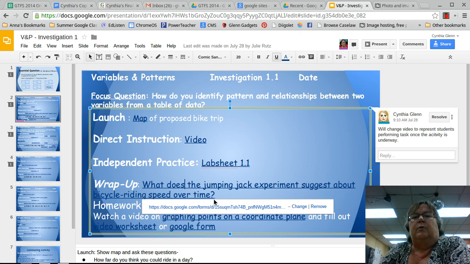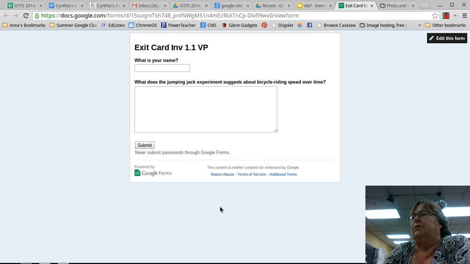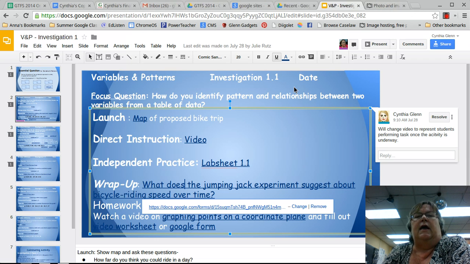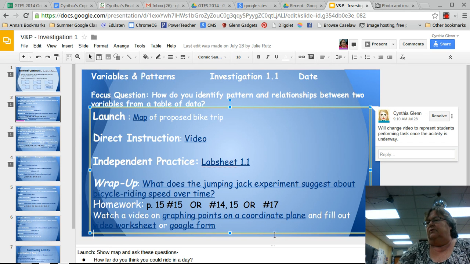In our wrap-up, we have an exit card that says, what did you get? And we put this into a Google form so that we can collect all of their information. So should we run out of time in class, they can do this at home and send it to us. And then lastly, we have listed our homework, some page assignments from the book, but also we wanted them to view a video and then report what they have found out back to us in a Google form. And Julie Rutz is going to talk to you about the SAMR model.